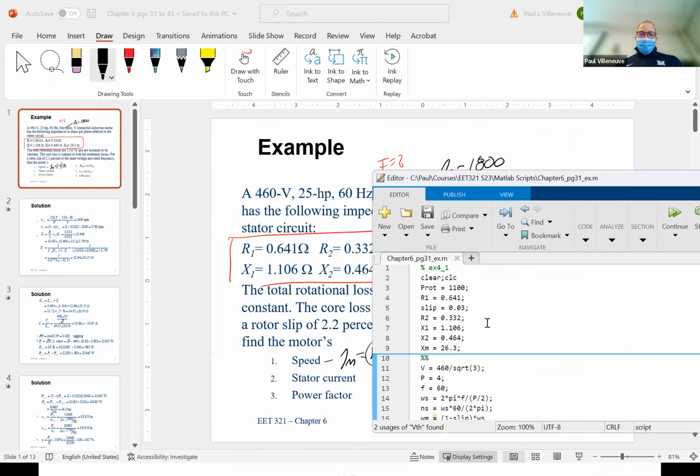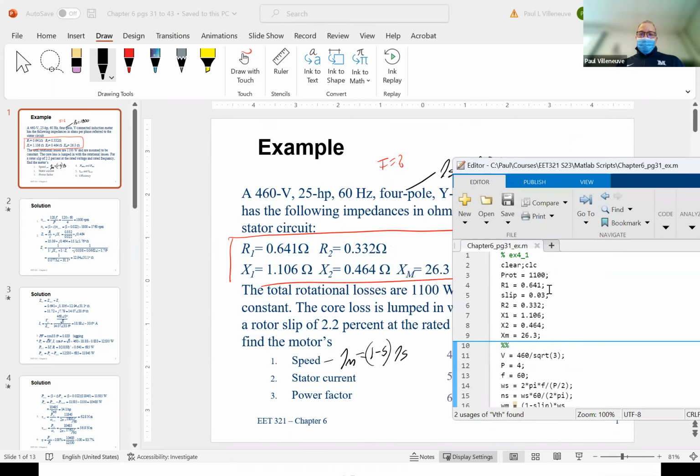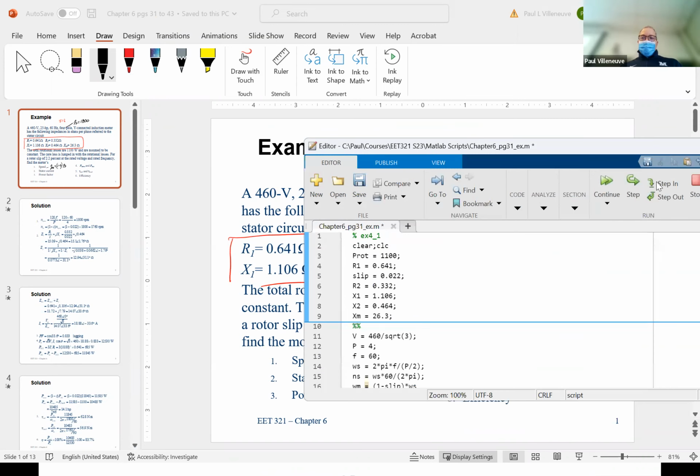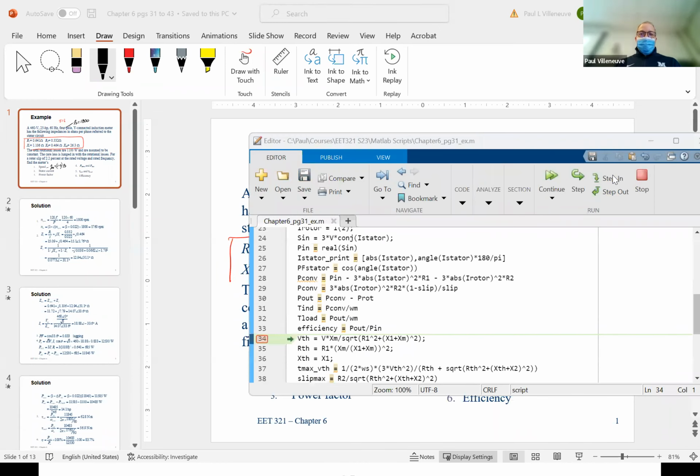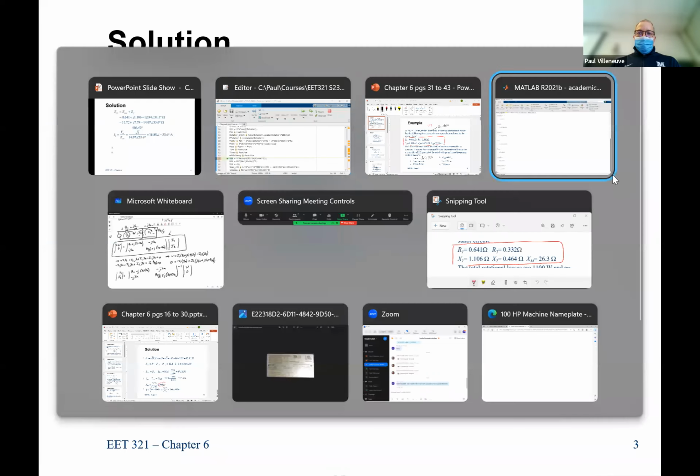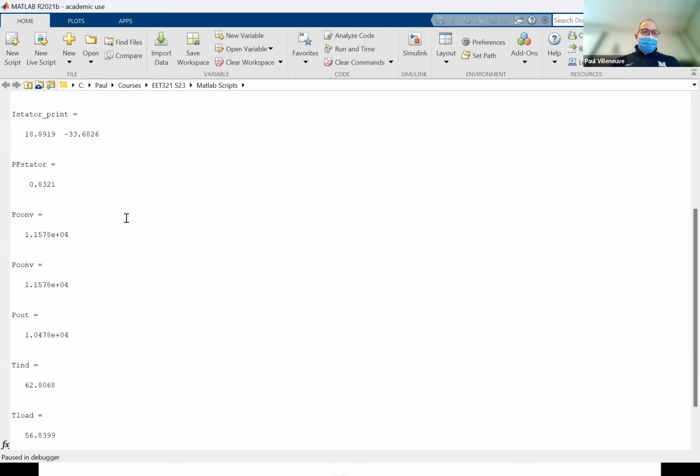Let's see, 0.641. Oh, slip is off. That's why. Sorry, guys. It's 0.22, right? So let me run it again. Let's go back to our current. 18.89 at an angle of minus 33.69.